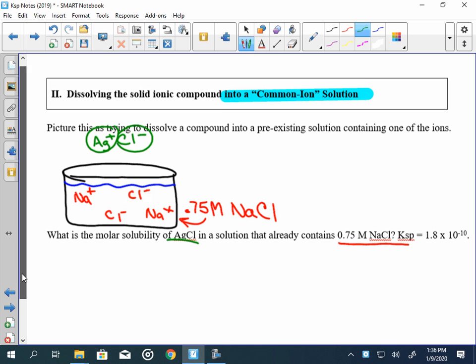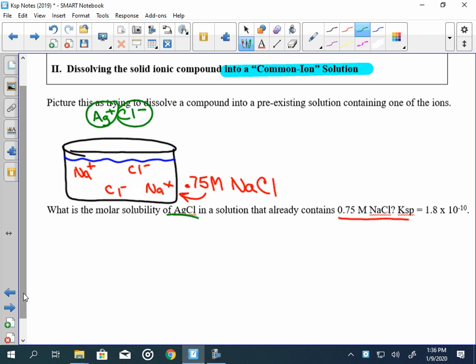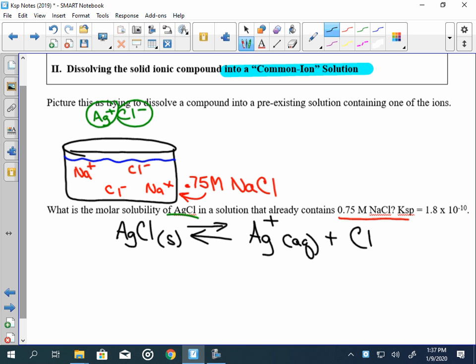As I think about this, they're wanting me to get the molar solubility, or what is the maximum molarity of AgCl. Since we're talking about solubility, I am going to write the dissolving chemical equation for that. AgCl solid, double arrow, Ag plus aqueous, plus Cl minus aqueous.